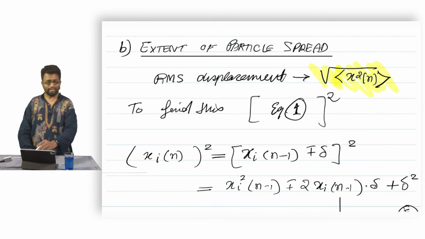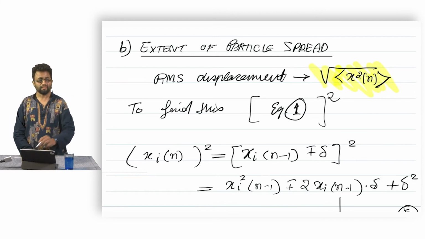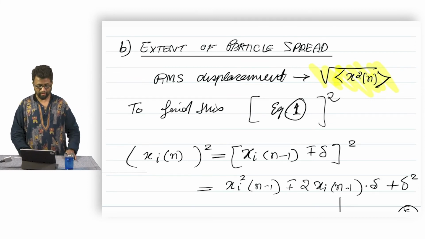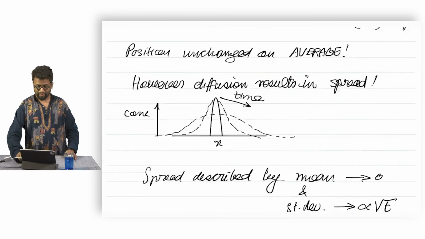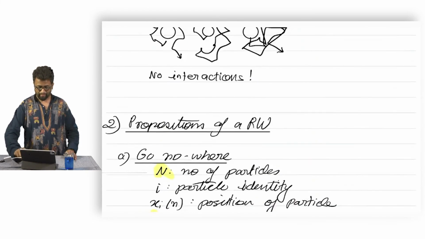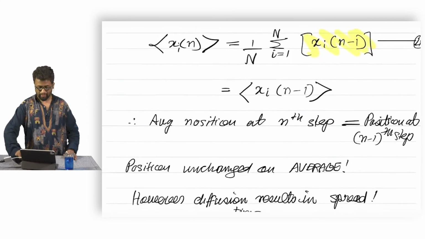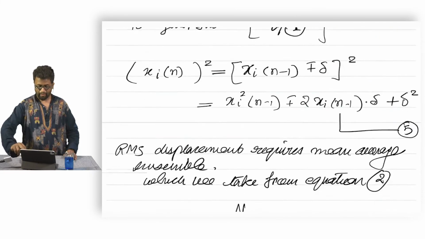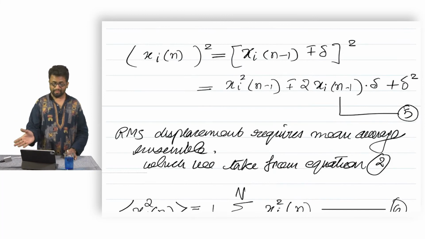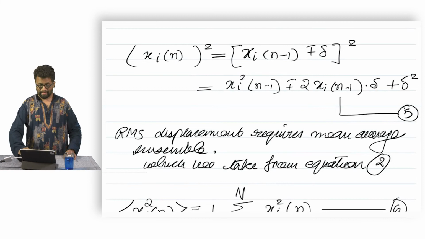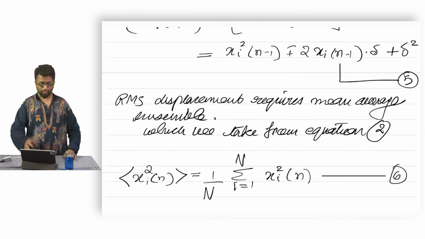So the root sign is for root, mean is the pointy brackets, and squared term of the displacement. So we want to find effectively equation 1 squared, right? We want to take this equation and square both sides. So we will do that. When we square it, we get this slightly larger term, x_i(n-1) plus minus delta whole squared, which we say is x_i squared (n-1) plus minus 2 x_i(n-1) delta, and plus delta squared, if you open it out using your high school method.